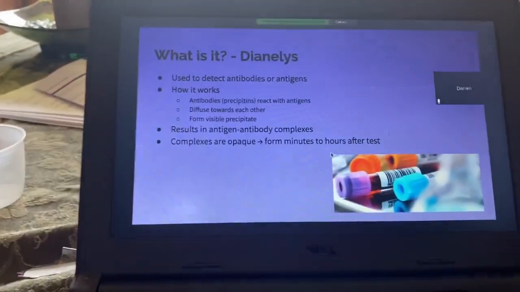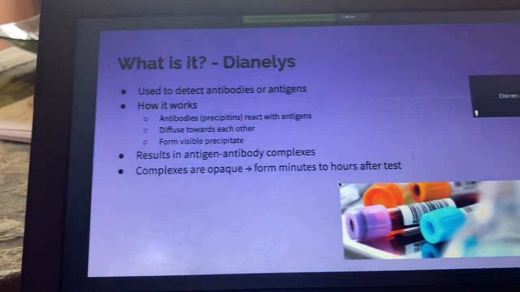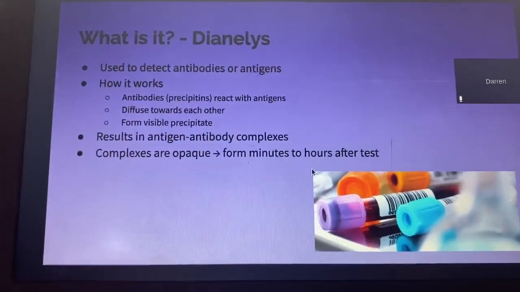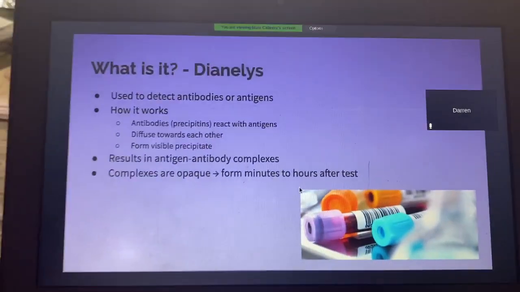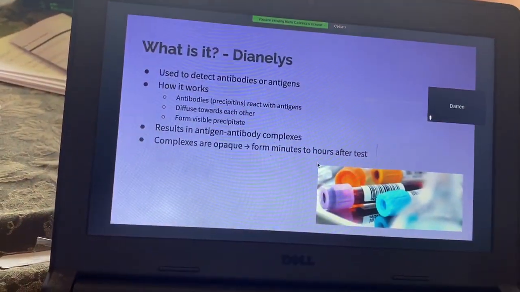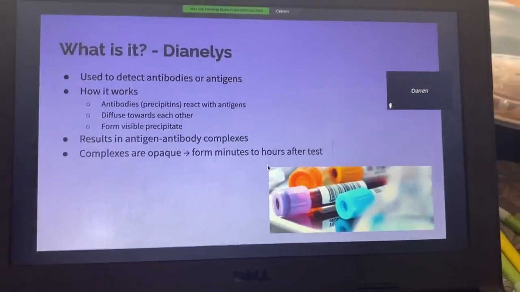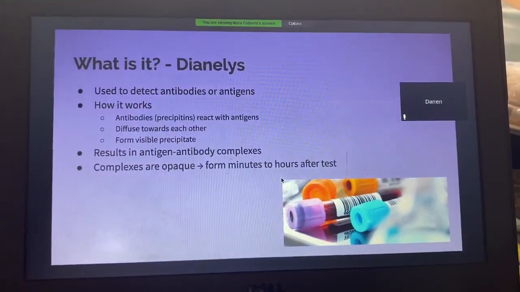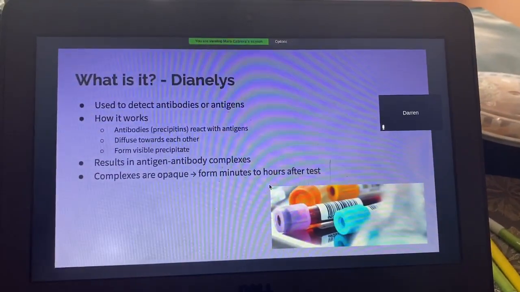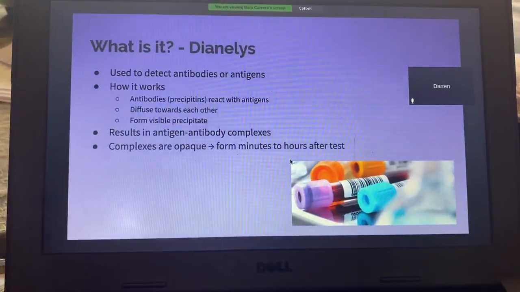Okay, so what is it? Basically, the Precipitation test is used to detect antibodies or antigens, and it works because the antibodies or the precipitants react with antigens. These antigens diffuse towards each other, and then they form a visible precipitate. It results in an antigen-antibody complex, which is visibly opaque, and they form about minutes to hours after the test.